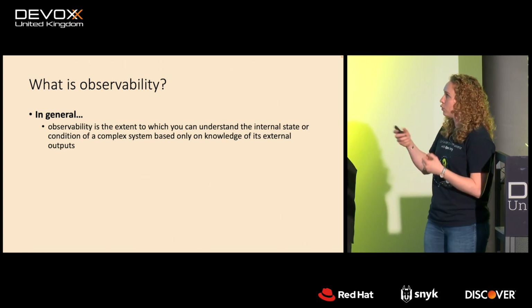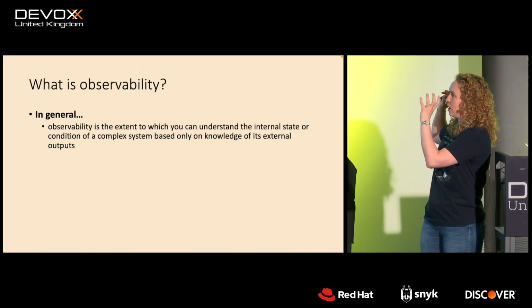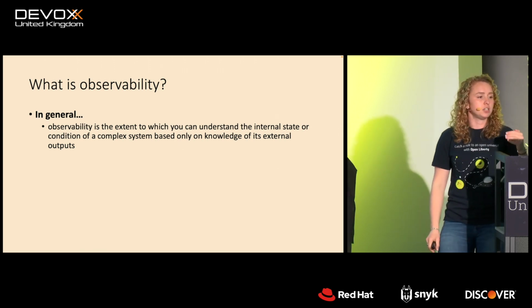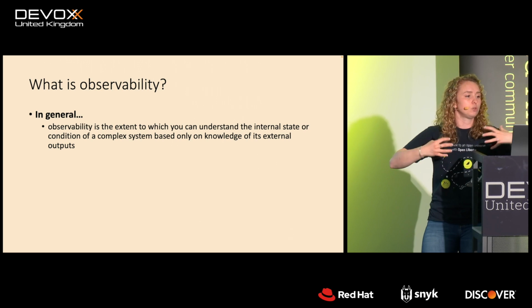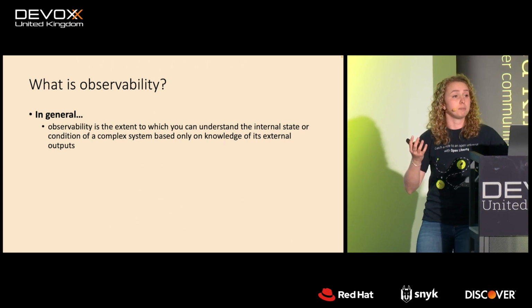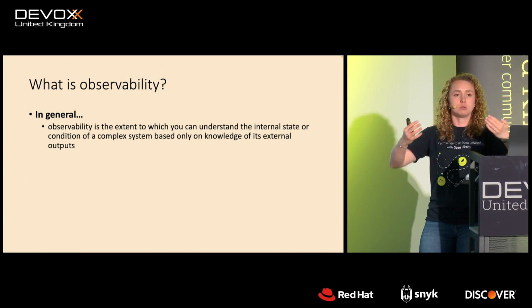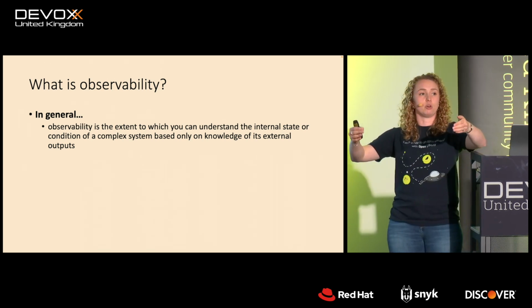So in general, this is something I put together as a generalization of what observability means. What we're referring to here is the extent to which we understand the internal state or condition of what might be a complex system based on our knowledge of only external outputs. So based on what we output, can we understand what's going on inside?